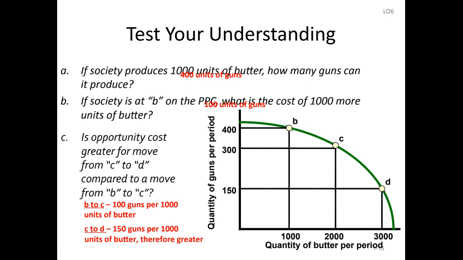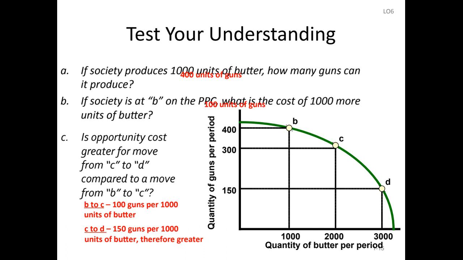Then B: if society is at B on the PPC, that is, the production possibilities curve. Suppose we are already here, and I know that the country is producing at point B.